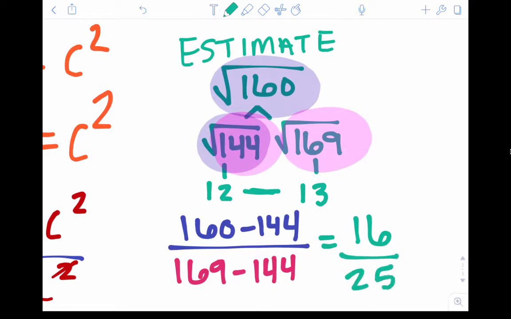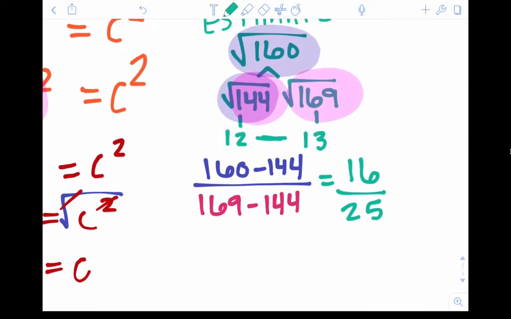So that means that square root of 160 is going to be 12 and 16/25ths, since it's between 12 and 13. Now in the past when we've done these problems, from here you've divided out 16 divided by 25 to get the decimal. But for this one, I'm not going to make you do that. You can just get the fraction and then be done.